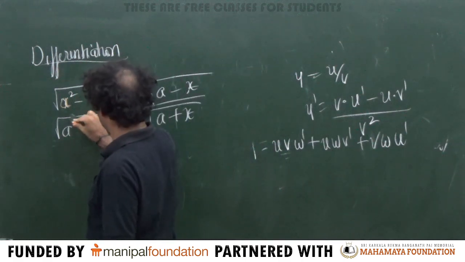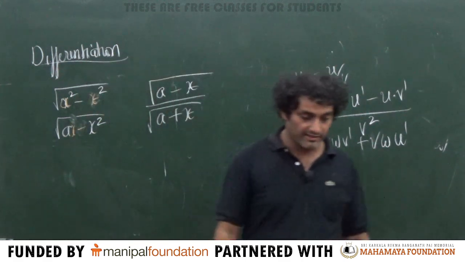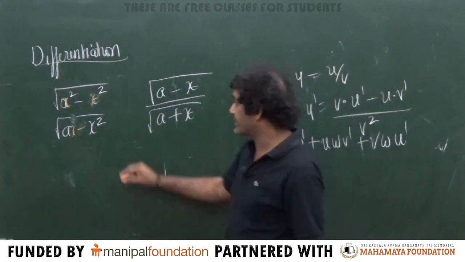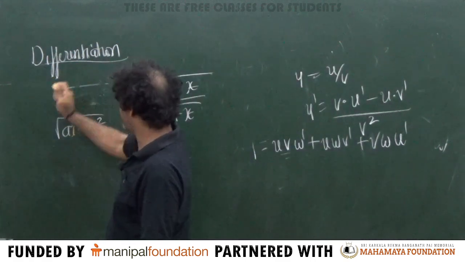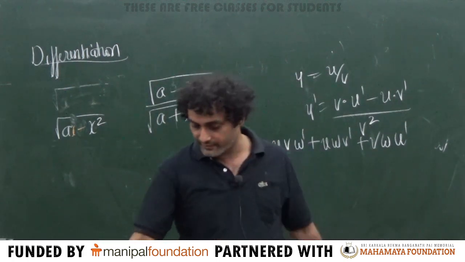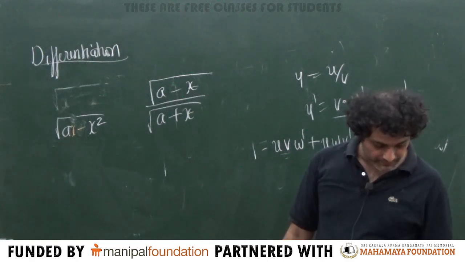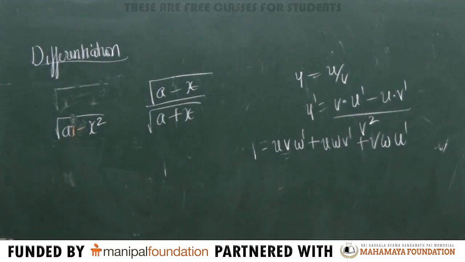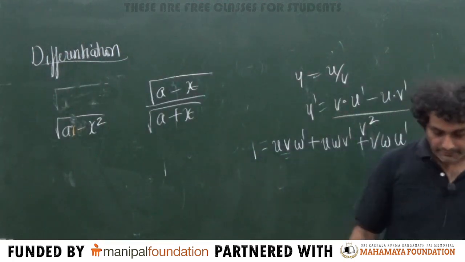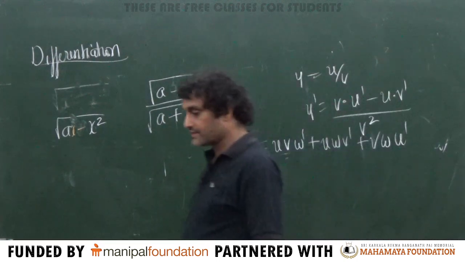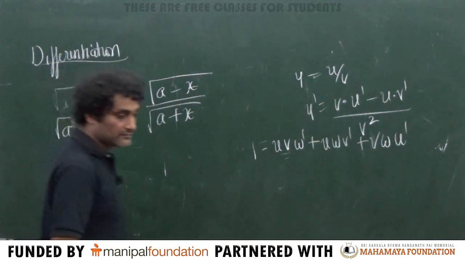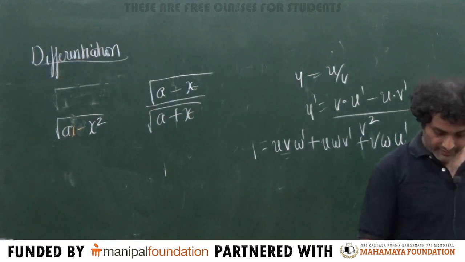What if it's ax minus x square, a new thing? You put x equal to a sine square theta for this, not the upper thing, only this. If you have ax minus x square, put x equal to a sine square theta. Is that okay? Write more, okay?